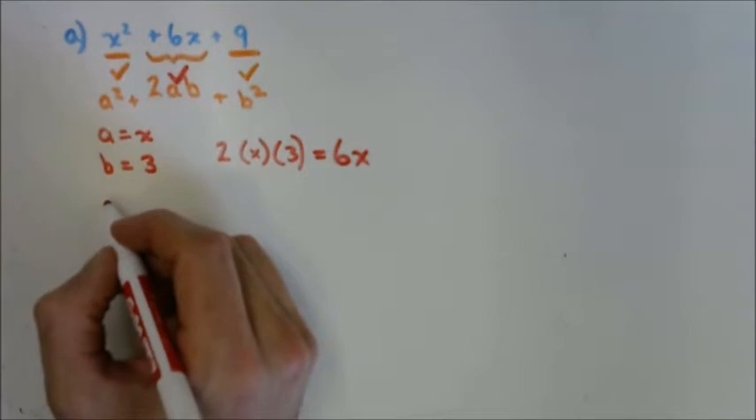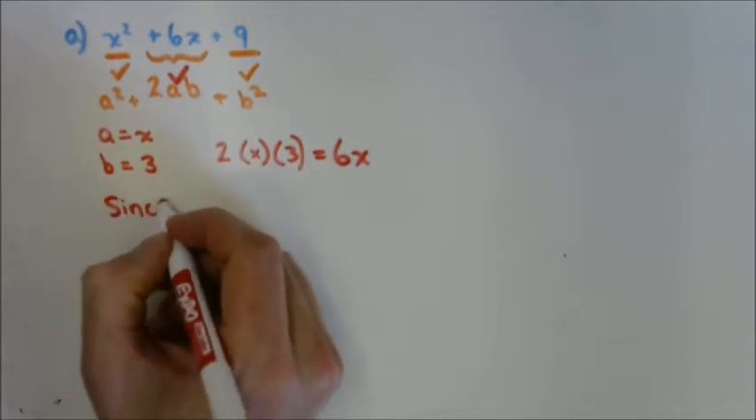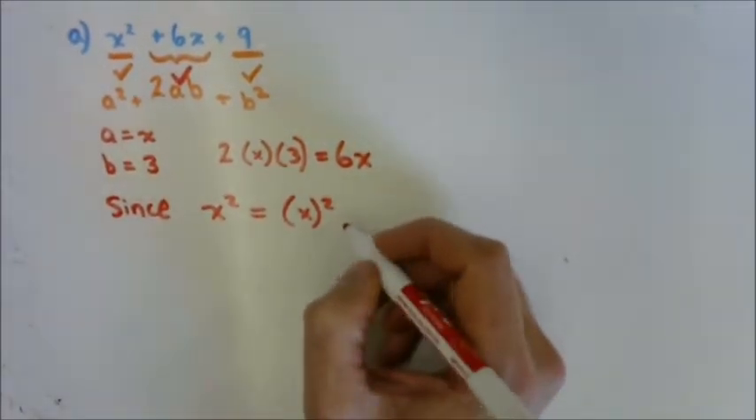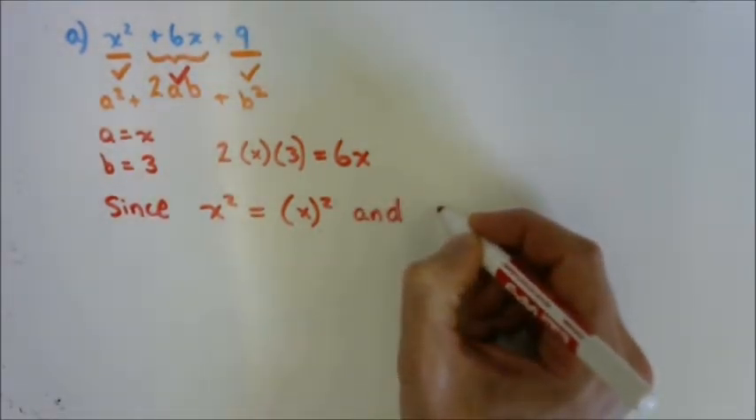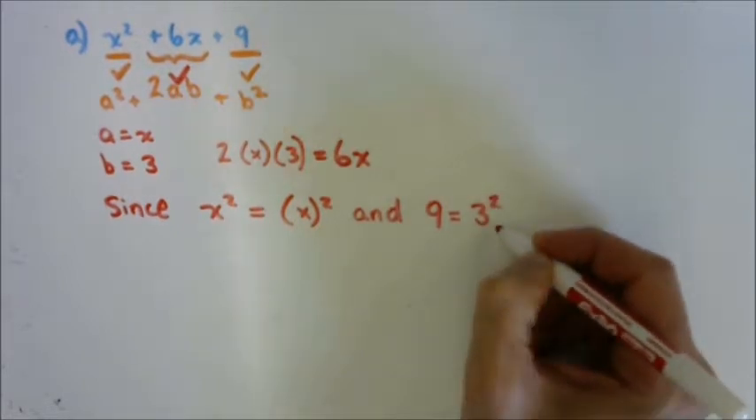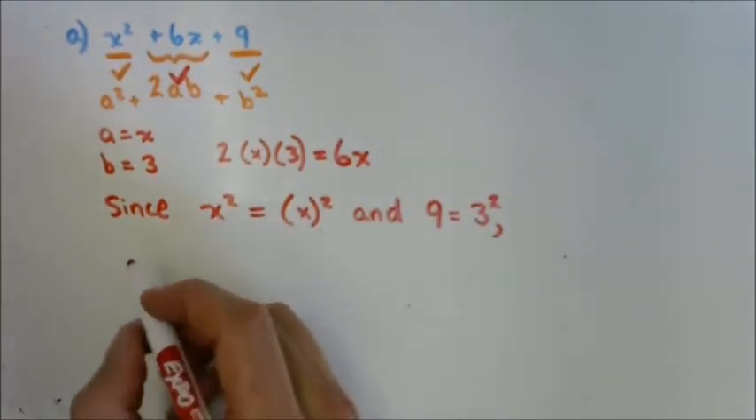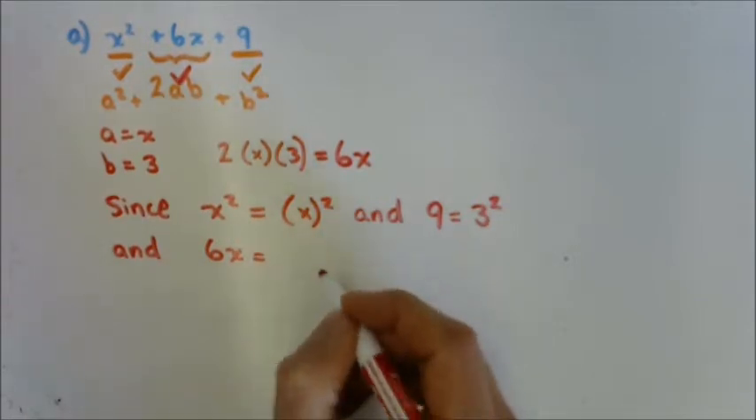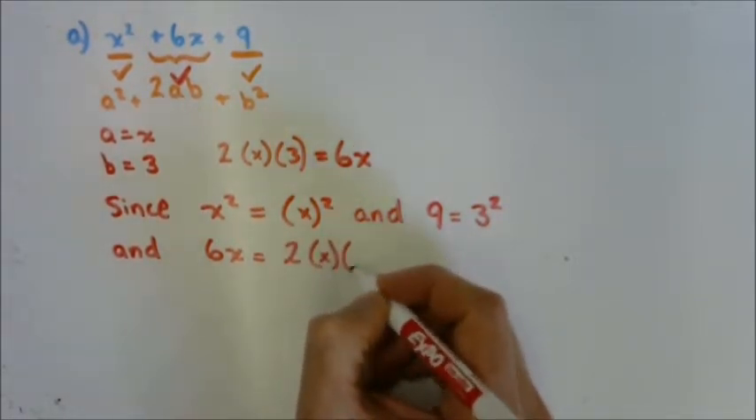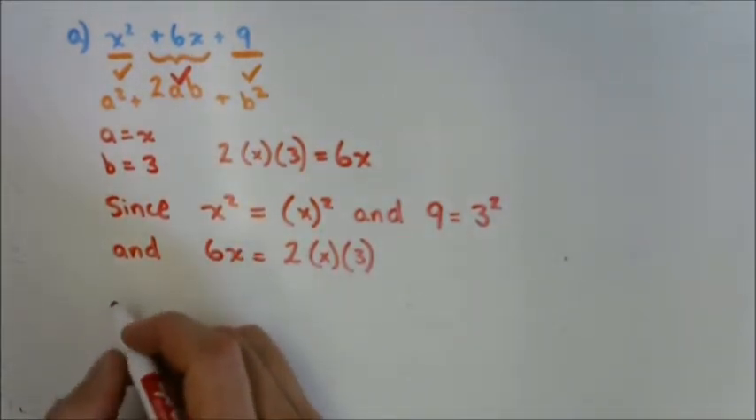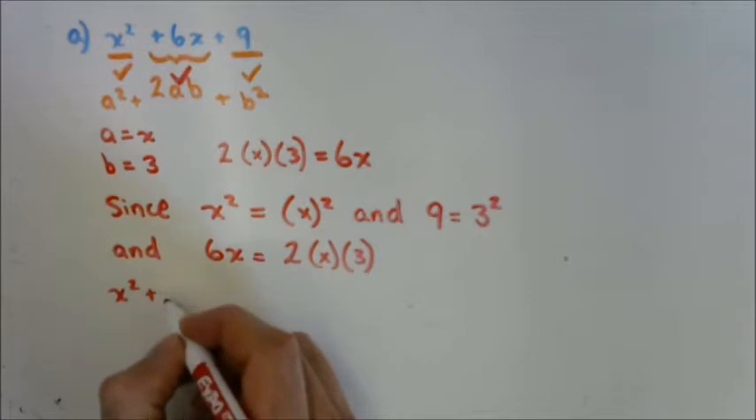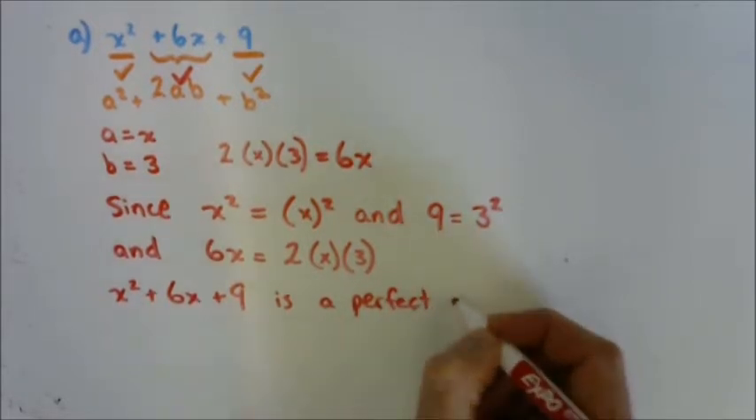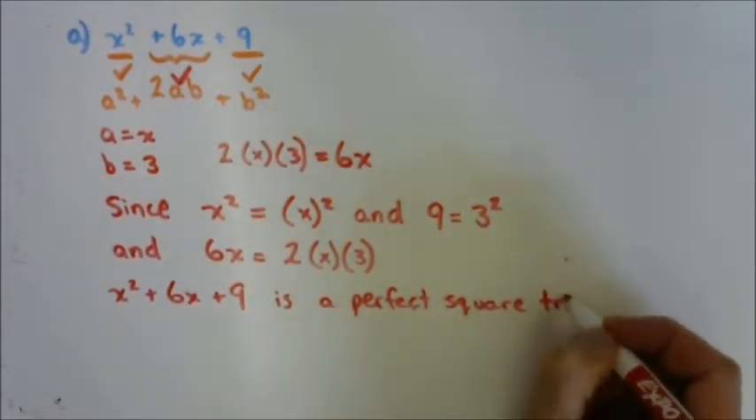Good. We're going to write a little sentence here. Since x squared equals x squared, and 9 equals 3 squared, and 6x equals 2 times x times 3, x squared plus 6x plus 9 is a perfect square trinomial.